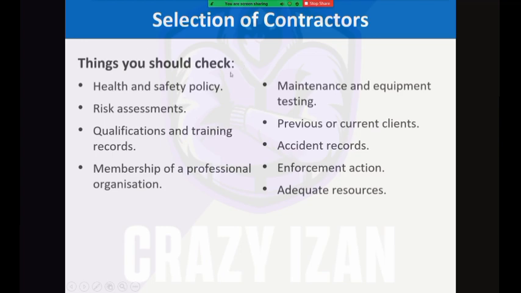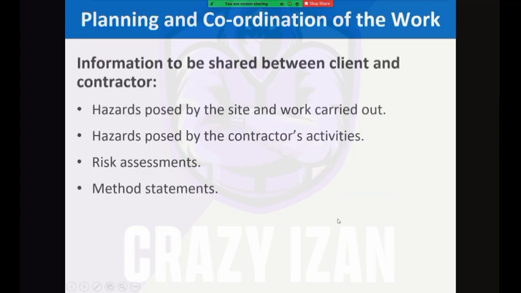So look at their policy, check their risk assessment, check their qualification and training records, check any memberships of professional bodies, look at their maintenance and equipment testing records, check feedback from their previous or current clients, check their accident records, their previous enforcement action records, and check if they have adequate resources or not.